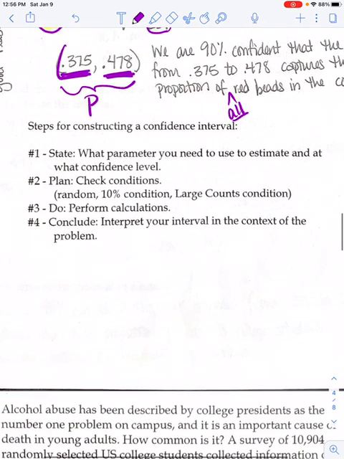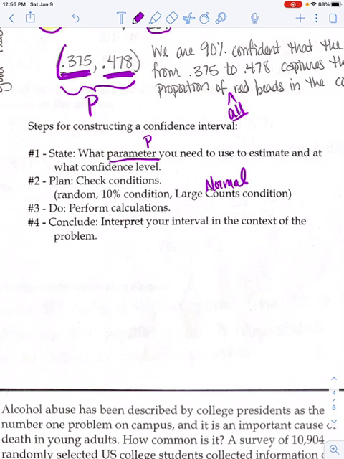All right, so now we're going to do one from start to finish. So this is that whole state, plan, do, conclude that you remember from way back in the day. So the first thing we're going to do is state the parameter. Okay, parameter for these problems is going to be our P. Parameter for 8.3 is going to be our mu. That we need to estimate and at what confidence level. We're going to check our conditions, which is the random, the 10%, and the normal.